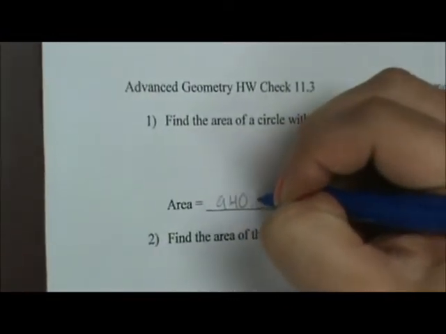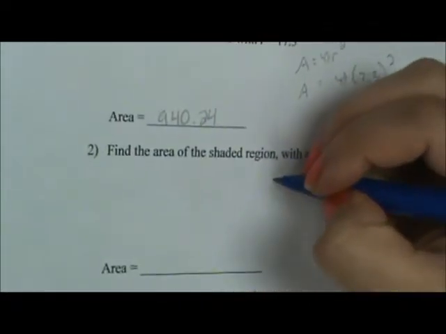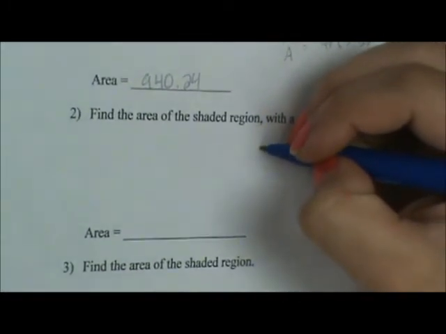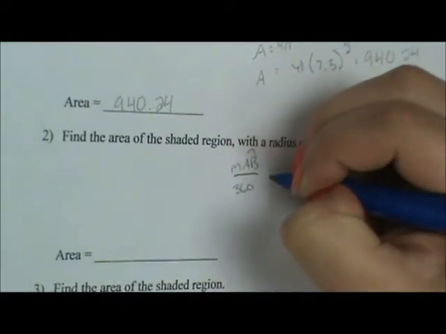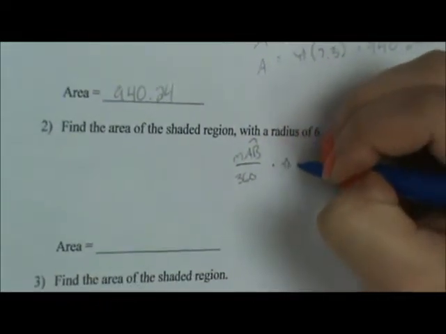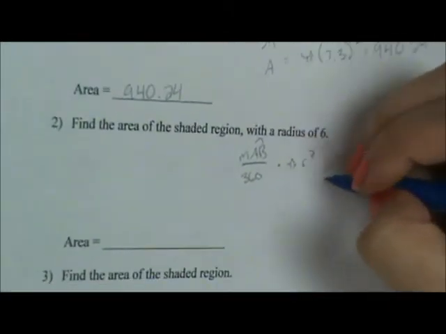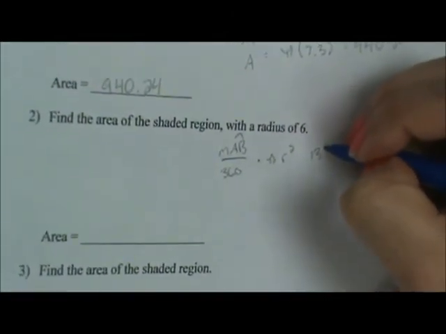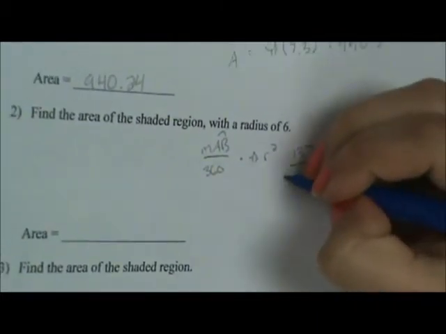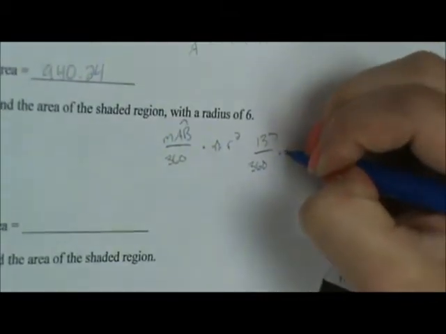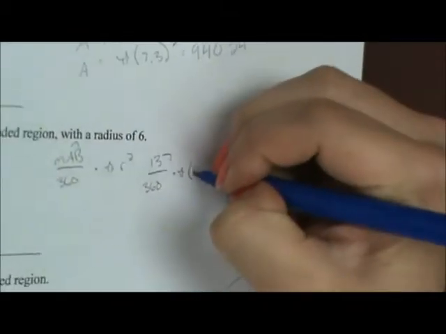For number 2, we have to find the area of the shaded region, and it has a radius of 6. So we find the angle, which is 137. We put that over 360 times pi times the radius squared, so it's 137 over 360 times pi times 6 squared. We do that because taking the arc is like taking a percentage of the circle. It's 137 out of 360 times pi times the radius squared.